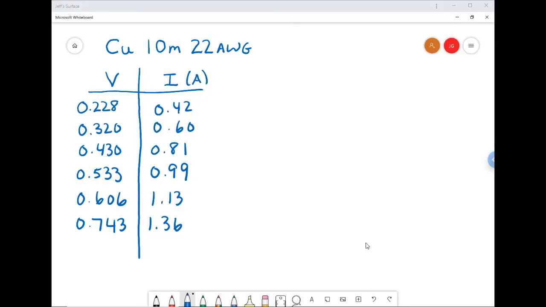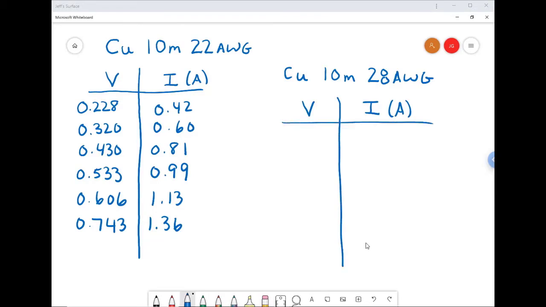All right, so back to our table here, and now I have some data for a second coil. It is also copper, and it's also 10 meters, but this is 28 gauge. That means it has a smaller diameter. But I repeated the experiment. I systematically varied voltage and measured the resulting current in amperes. I took a lot of data points.